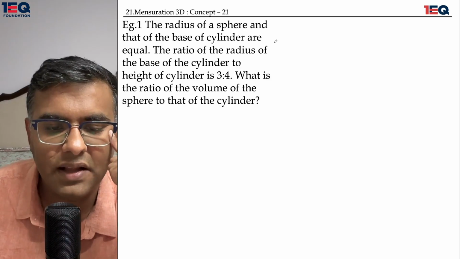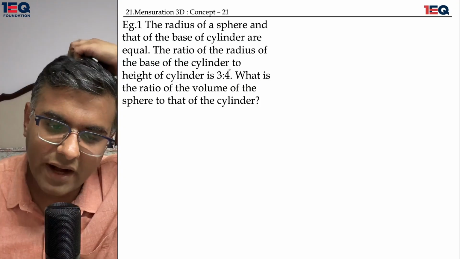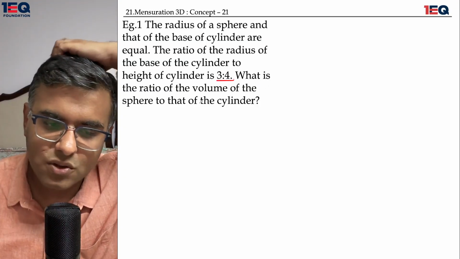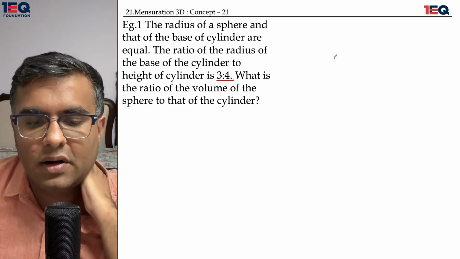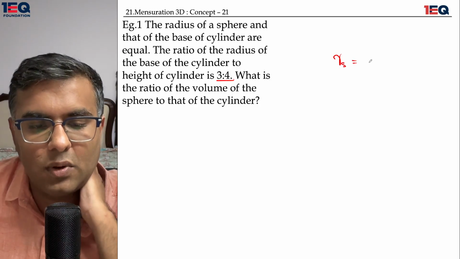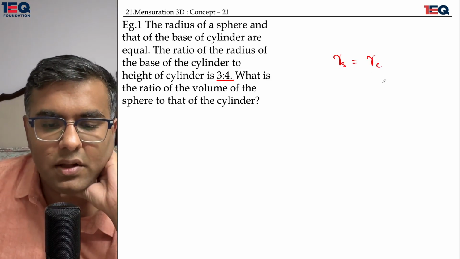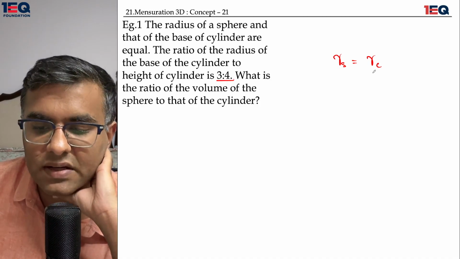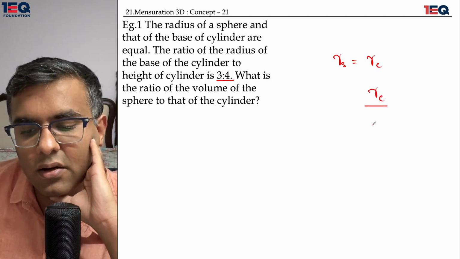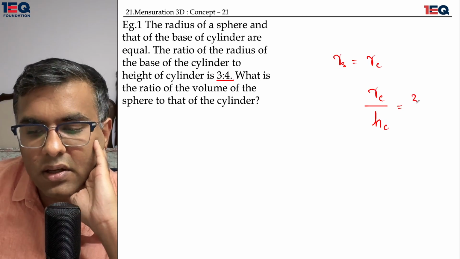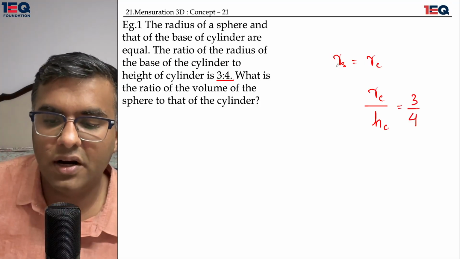The radius of a sphere and that of a base of a cylinder are equal. The ratio of the radius of the base of the cylinder to the height of the cylinder is 3:4. What is the ratio of the volume of the sphere to that of the cylinder? The radius of a sphere is equal to the radius of the cylinder. The ratio of the radius of the cylinder to the height of the cylinder is 3/4. What is the ratio of the volume of the sphere to that of the cylinder?